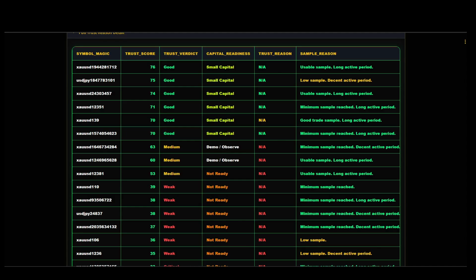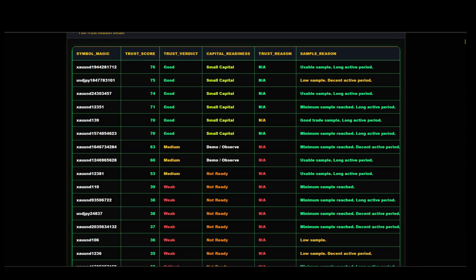So the table begins with the symbol and magic number, the trust score, the trust verdict, the capital readiness classification, the trust reason, and the sample reason structure. And immediately here, the workflow starts separating different levels of statistical maturity across the robots. Because now we begin seeing classifications like usable sample, minimum sample reached, low sample, very low sample, good trade sample, and deep trade sample, combined with short active period, decent active period, or long active period.